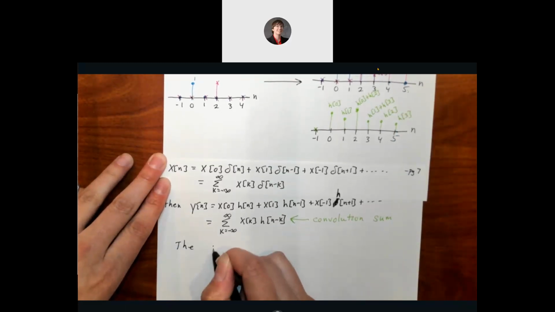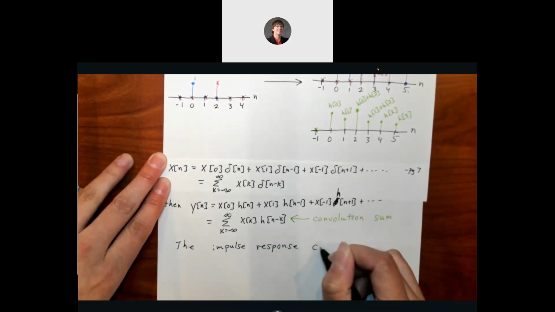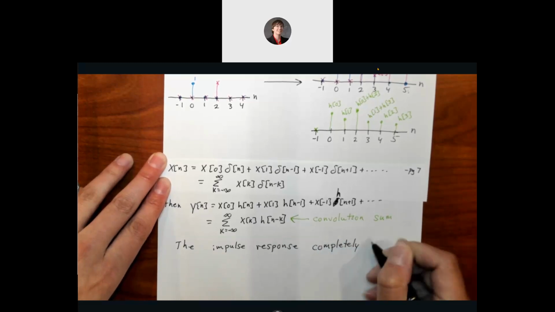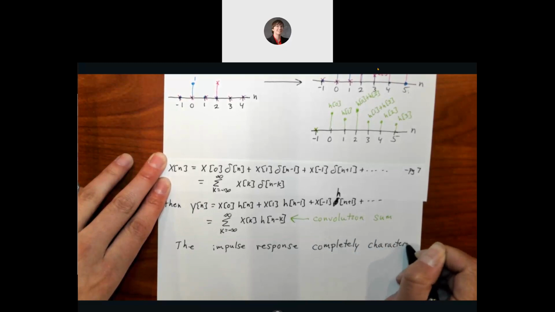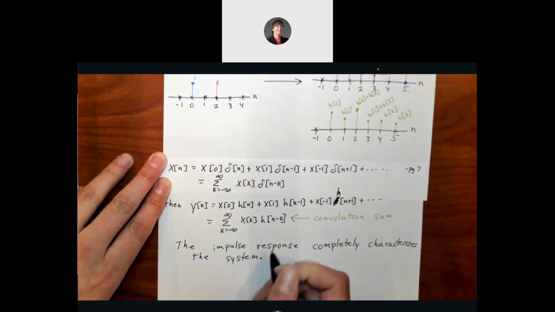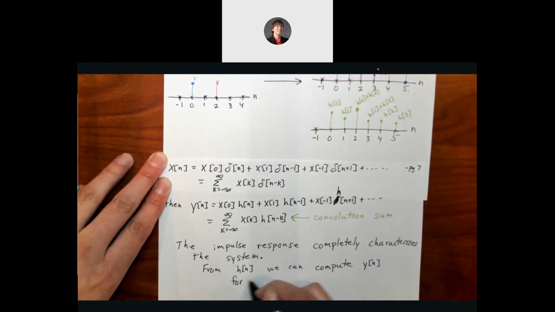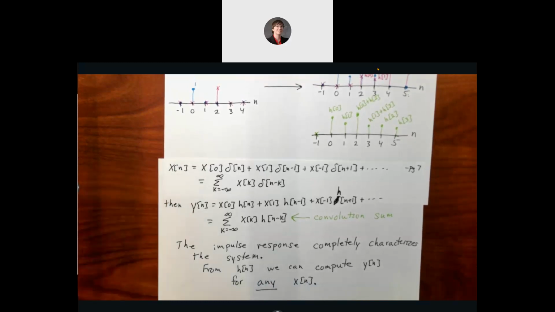So that's why we say then that the impulse response completely characterizes the system. Why? Because from this impulse response, we can compute our output for any input x.